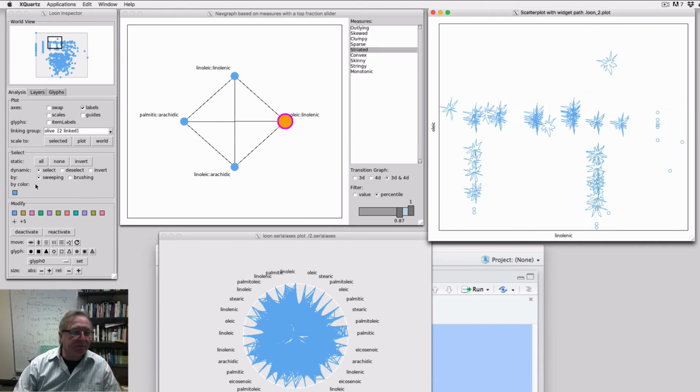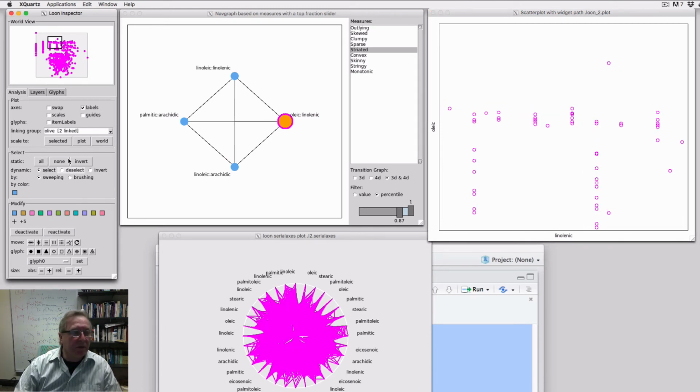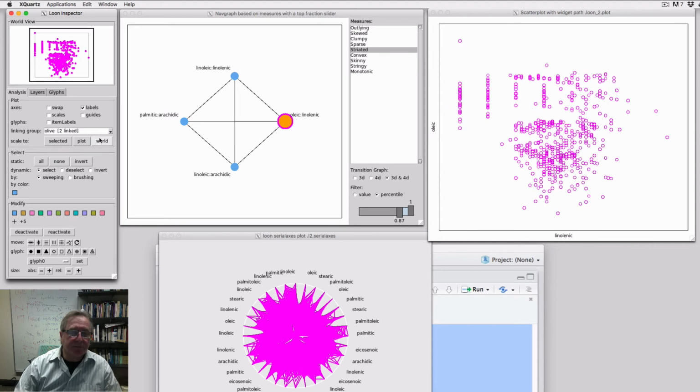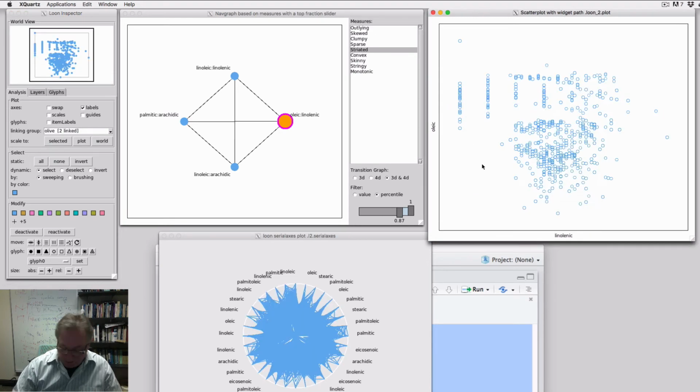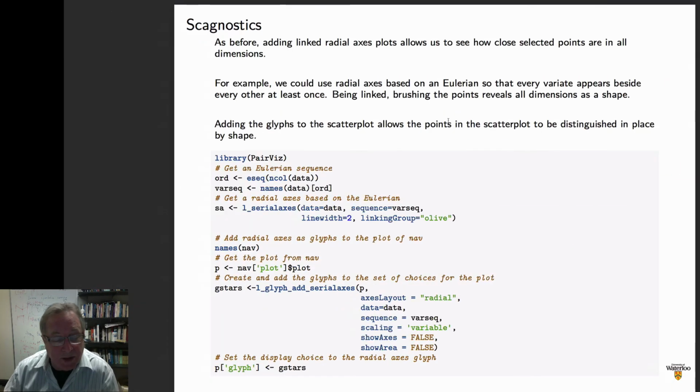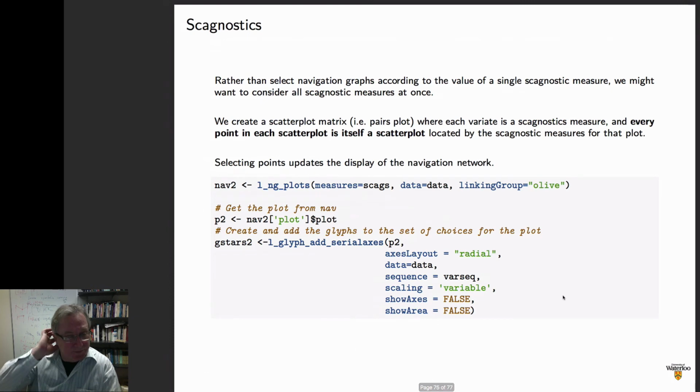Okay, back to looking at all the data. So back to the slides. So we can have that work in conjunction with other displays that we've already spent some time exploring.